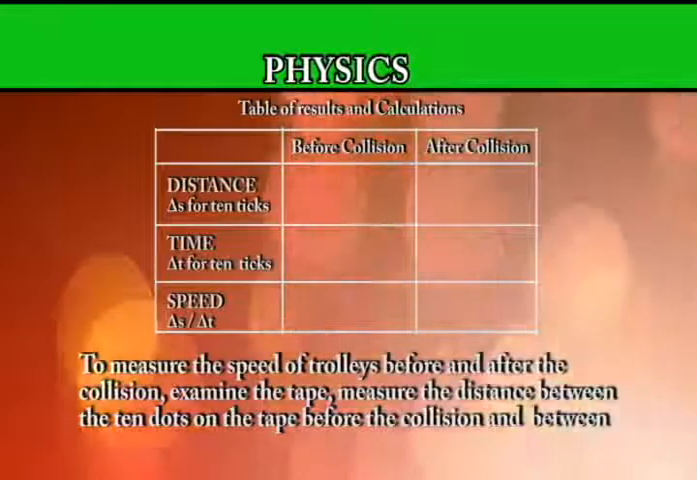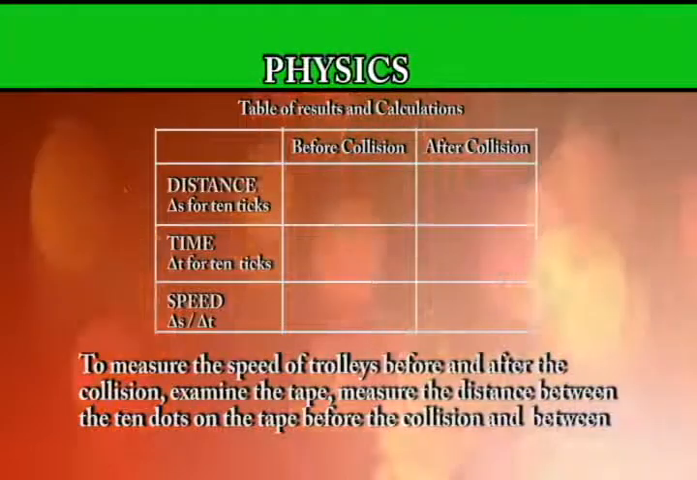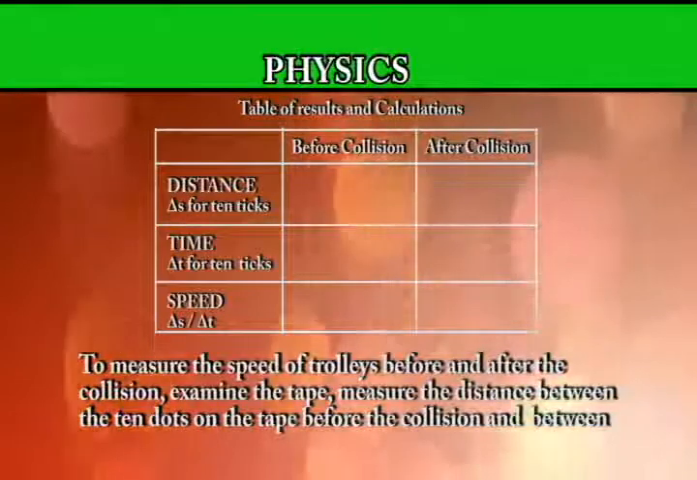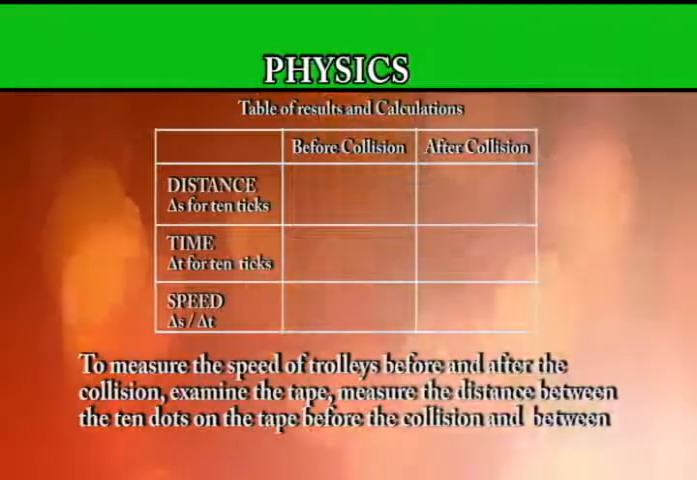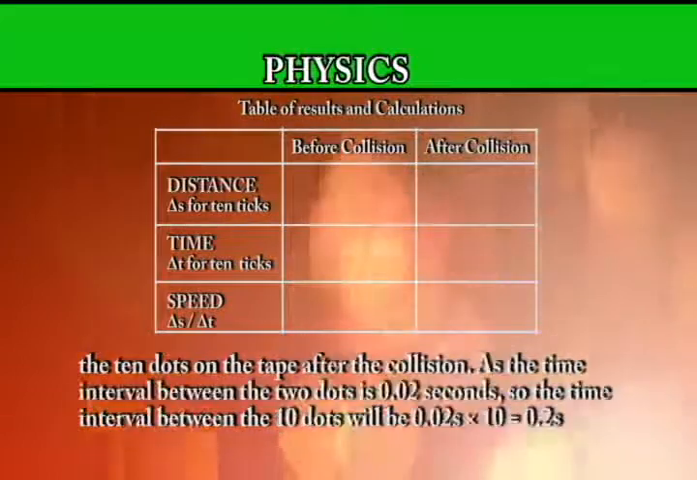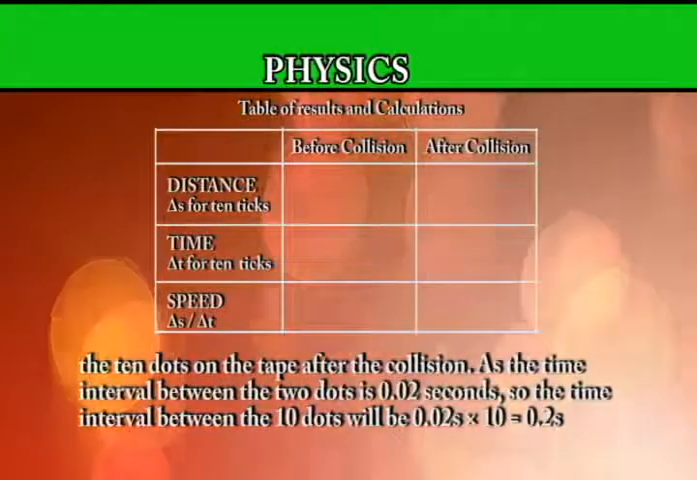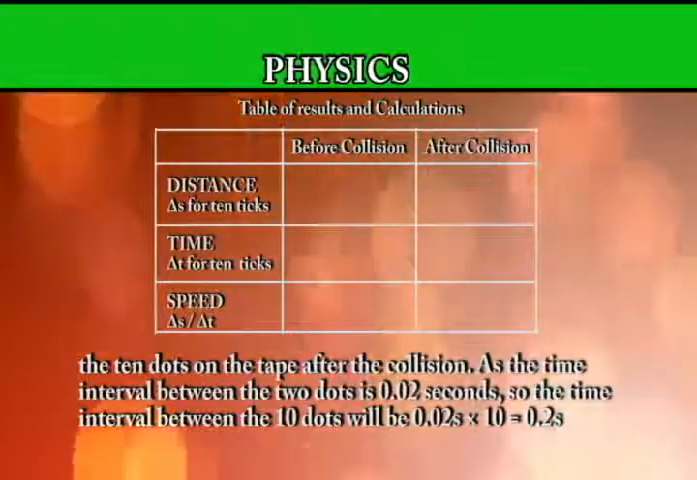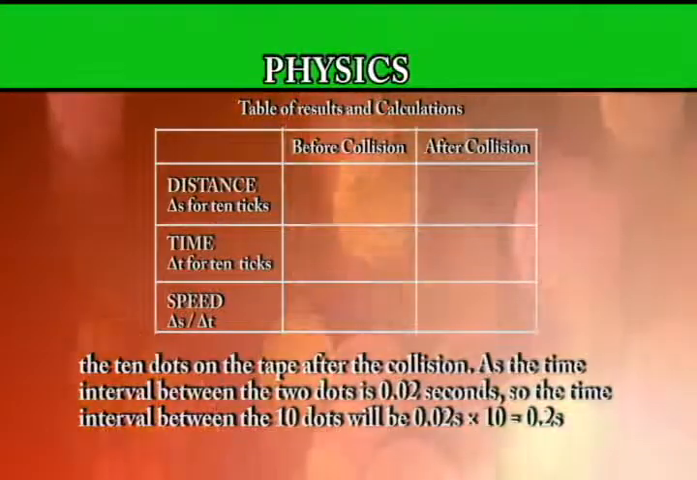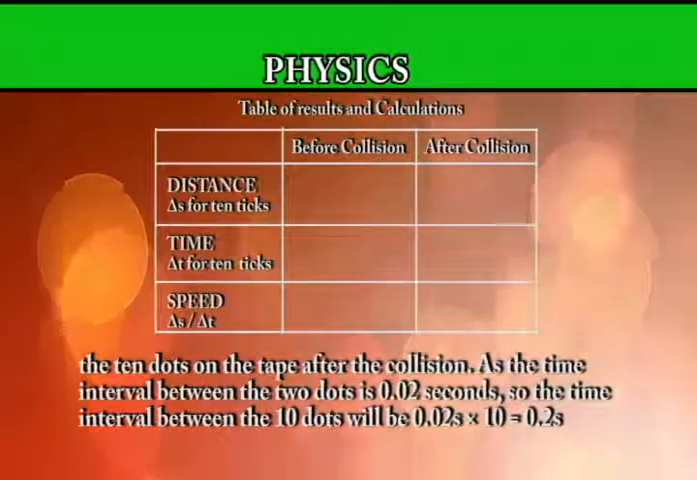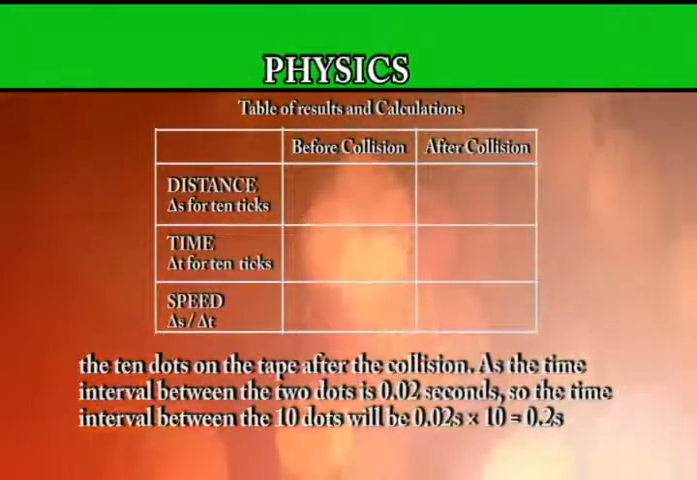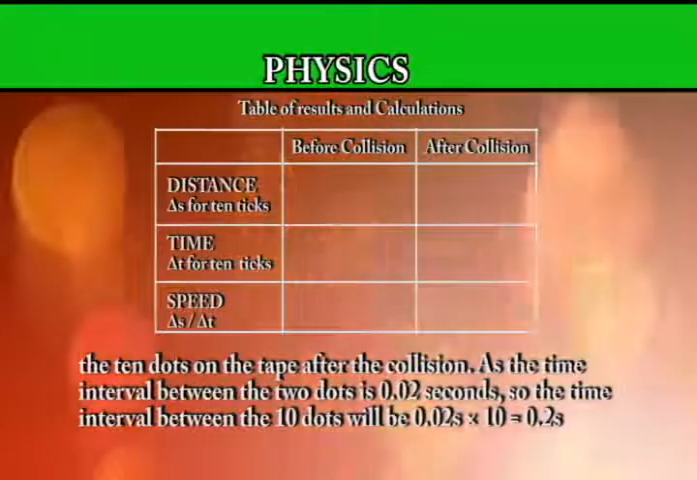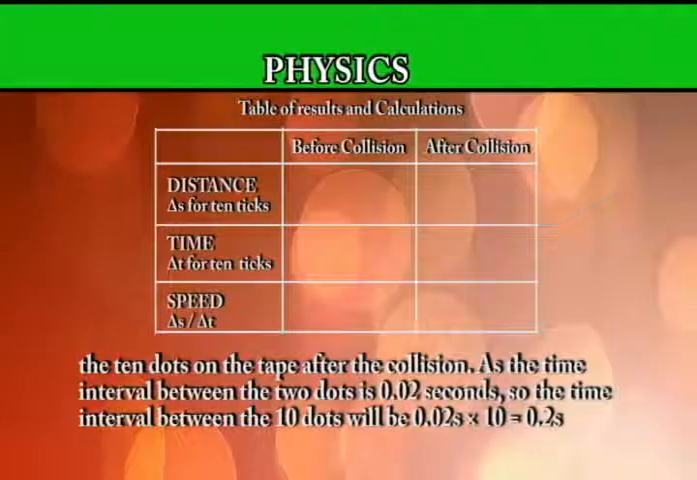Table of results and calculations. To measure the speed of trolleys before and after the collision, examine the tape, measure the distance between the 10 dots on the tape before the collision and between the 10 dots on the tape after the collision. As the time interval between the two dots is 0.02 seconds, the time interval between the 10 dots will be 0.02 s times 10 equals 0.2 s.